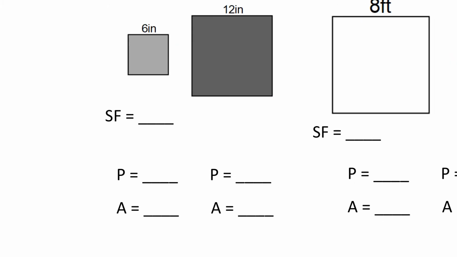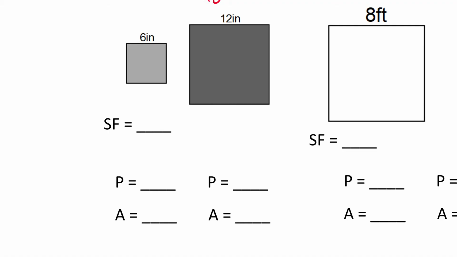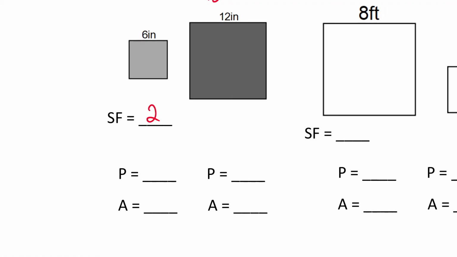All right, let's think about this one. What's the scale factor on this one? It's 2, right? 6 times 2 is 12. Or if you put new over old, 12 over 6, that just gives you that 2. Okay, what's the perimeter of this one? 24. Would be 24 inches.